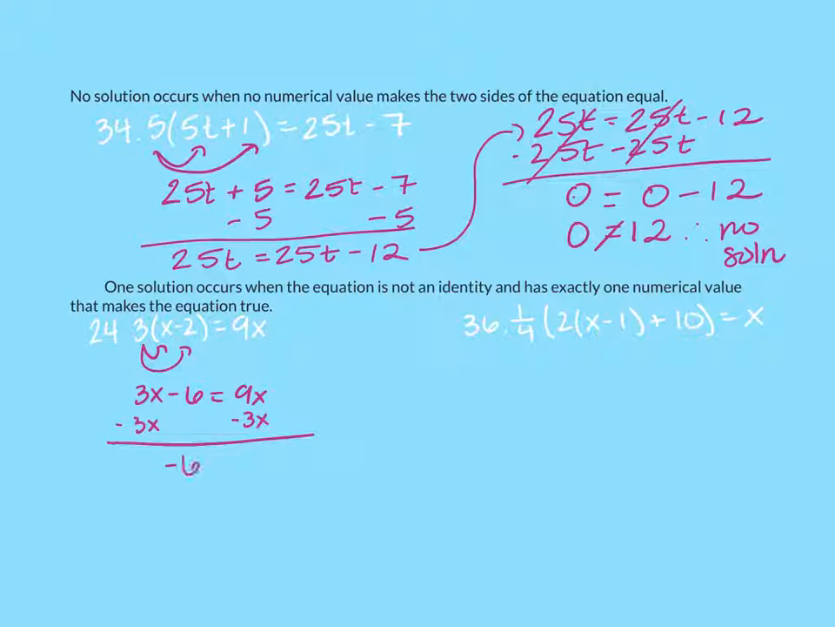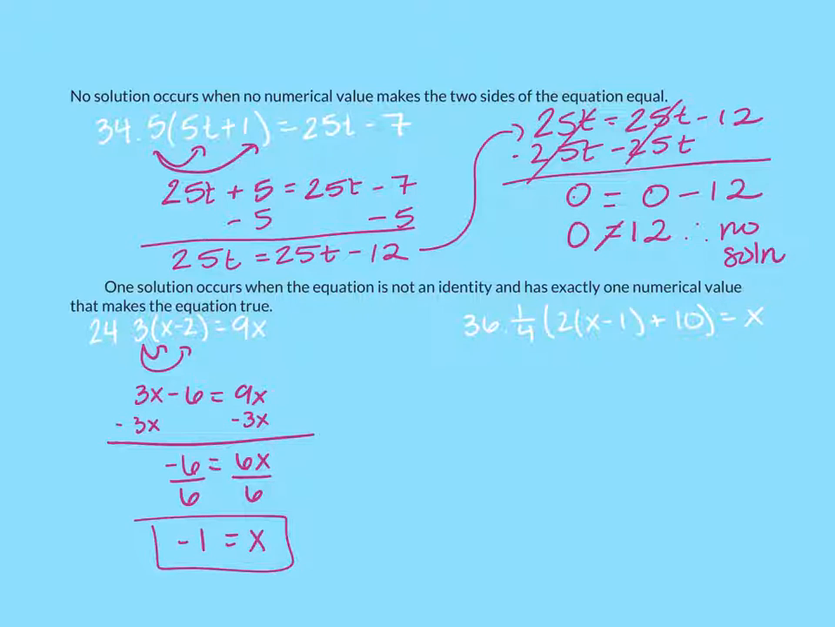I get negative 6 equals 6x. And now that I have my x on one side and my negative 6 on the other, it's going to be just like what we did in 1-2. So we're going to try and isolate x by dividing both sides by 6. So we get x must be equal to negative 1.